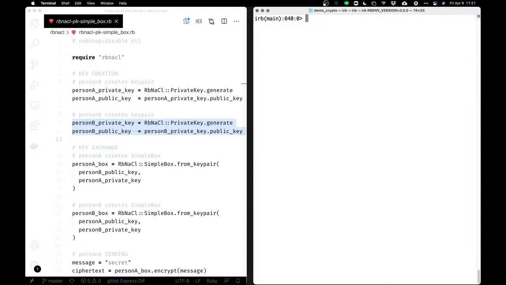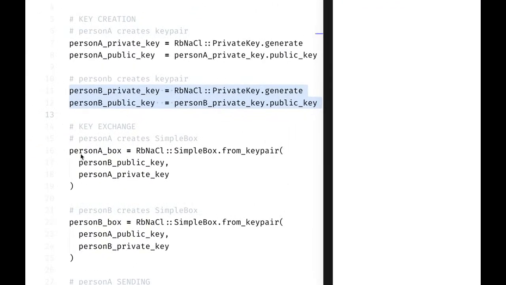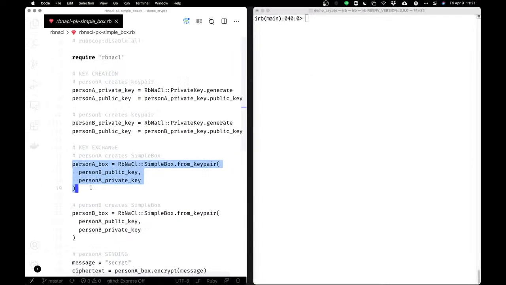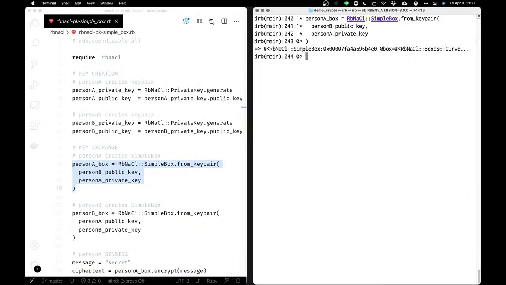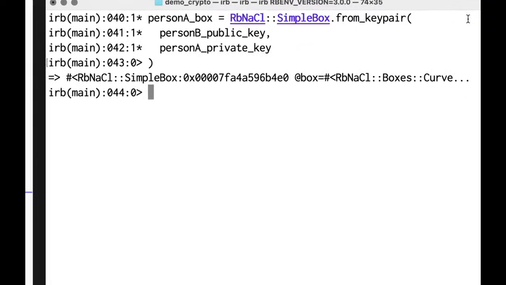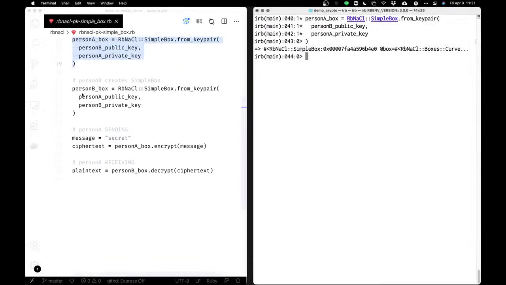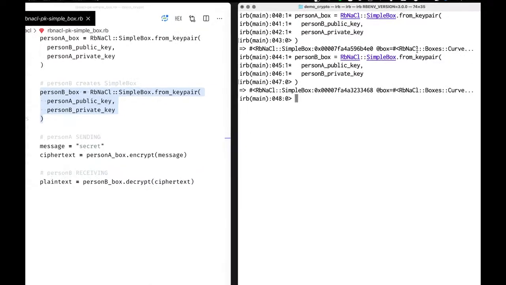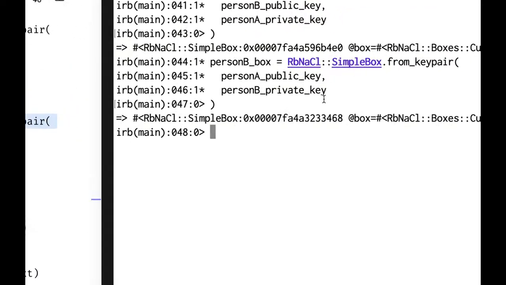I assume they don't keep changing those. They have done those a long time ago. Okay, they just need to exchange them. So once they exchange public keys, Alice goes ahead and creates a box using Bob's public key and her private key. Bob does the same thing. Bob creates a box using Alice's public key and his own private key.